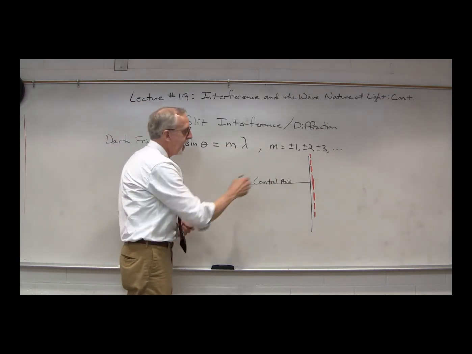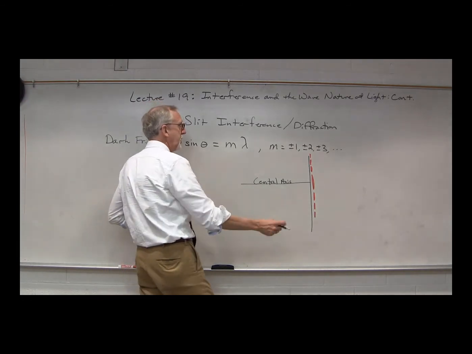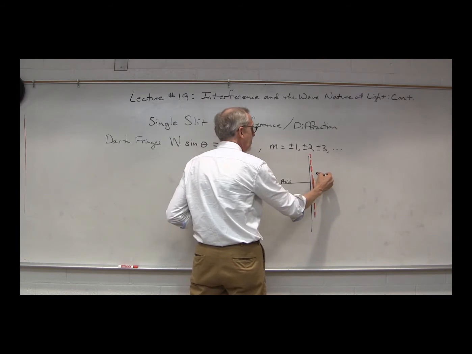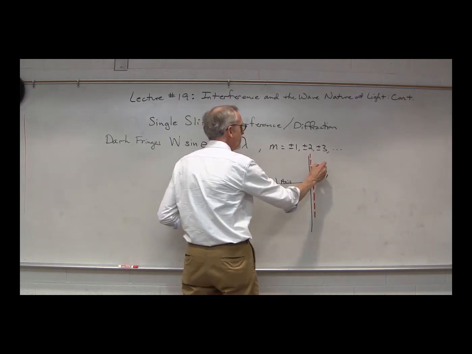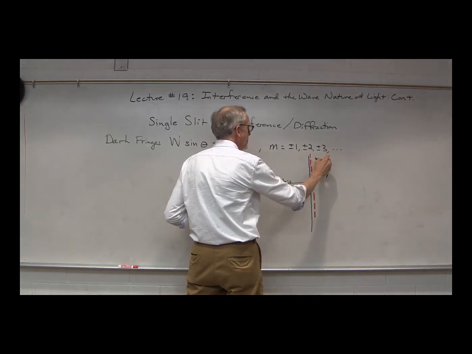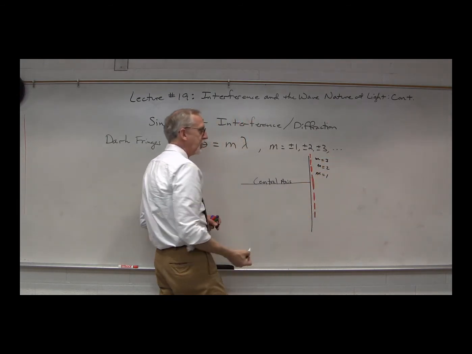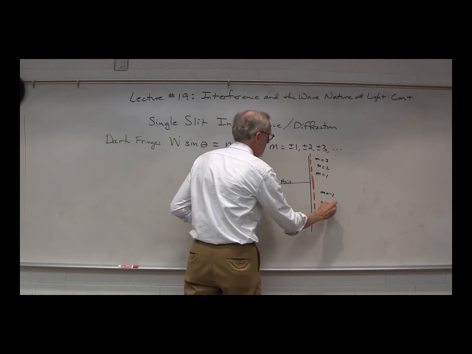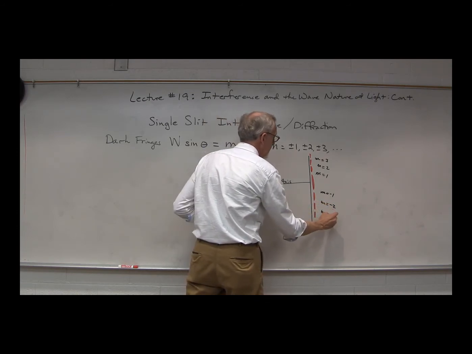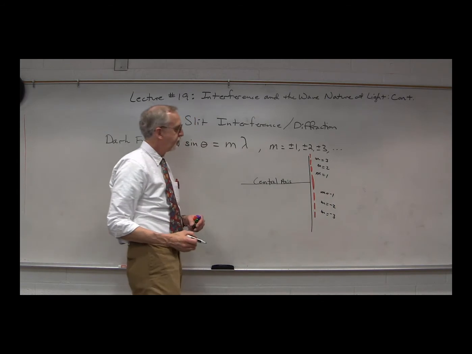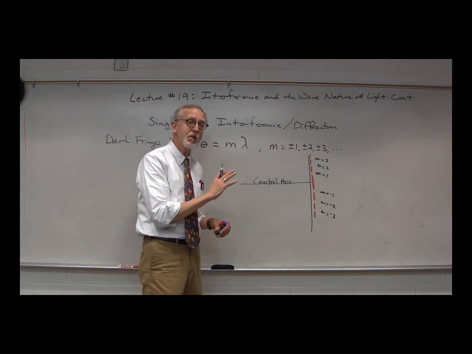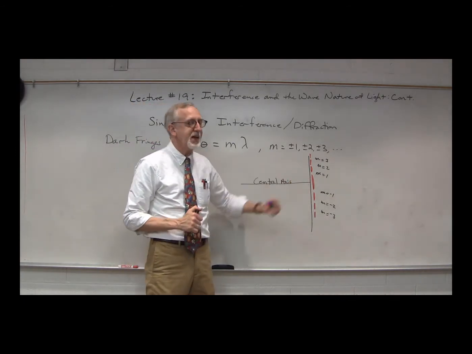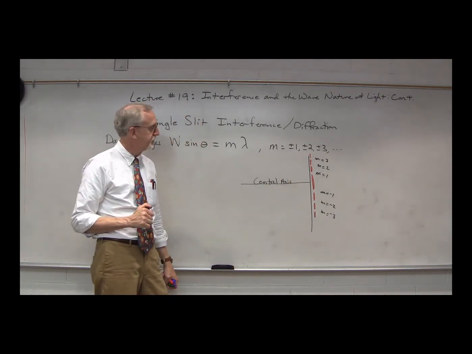So we can actually label our dark fringes. The first dark fringe above the central axis, that would be our m equals 1 dark fringe. The next one would be m equals 2, and then m equals 3. And if we wanted to go below the axis, that would be m equals -1, m equals -2, m equals -3, etc., etc. So we have labels for the dark fringes, but not for the bright fringes. And remember, we do not have an m equals 0 dark fringe.